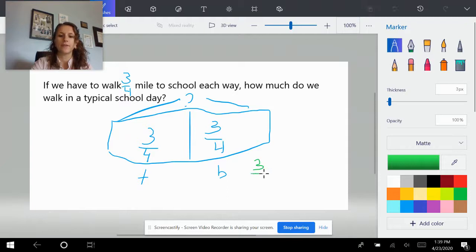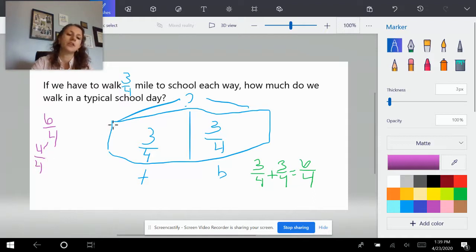So I would have 3/4 plus 3/4. I do have my same unit, so I can just combine to figure out the number of total pieces I have. 3 plus 3 is 6. My unit is fourths. Now, 6/4 is an improper fraction. I'm going to convert it to a mixed number up here. I'm going to pull out a whole, which I know is 4/4, because when the numerator and denominator are the same, that signifies that I have one whole.